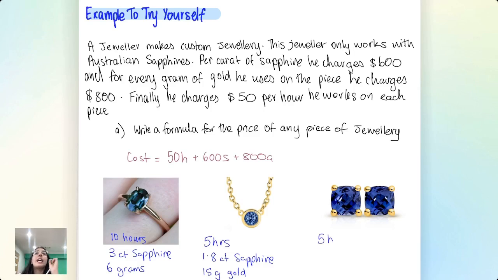Now, each of those sapphires is 2 carats. So 2 carats per sapphire. But remember that each earring is 2 carats. So in total, you have 4 carats, yeah? And then per earring, he has used 3 grams of gold per earring, okay?